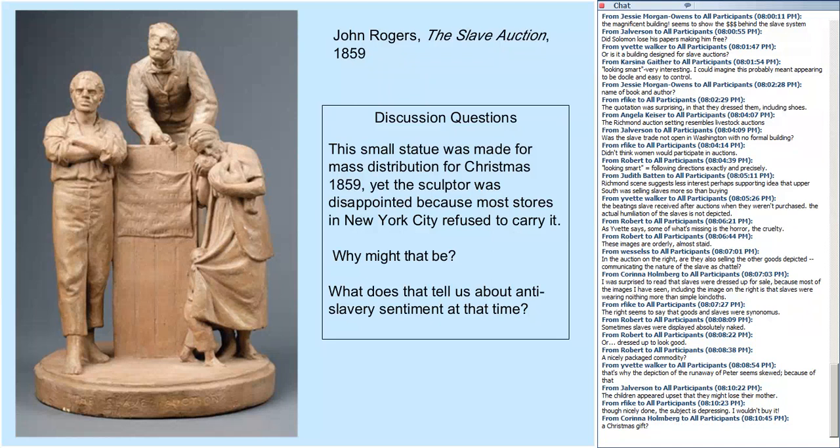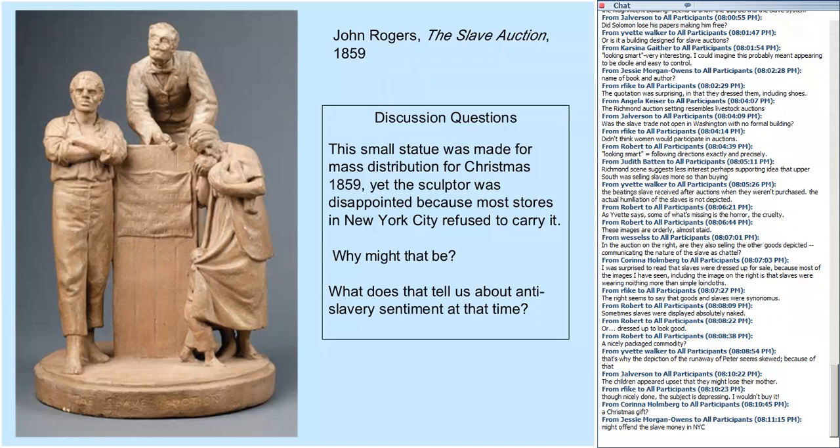One of you said the subject is depressing. That could indeed be part of it. I think there's probably a more political motivation behind it. This is 1859, after John Brown's raid at Christmas time. Jesse Morgan Owens, I think, has hit the nail on the head. It might offend the slave money in New York City.